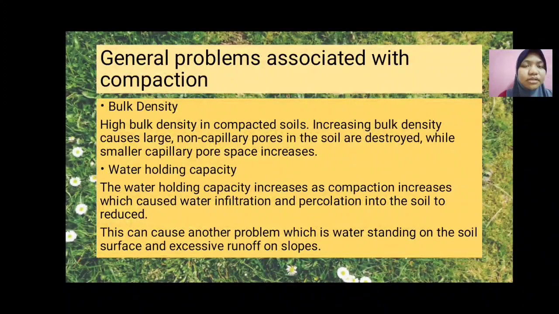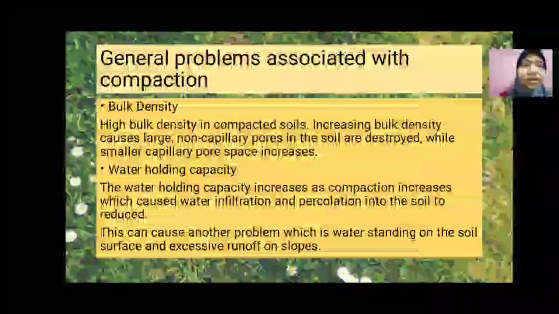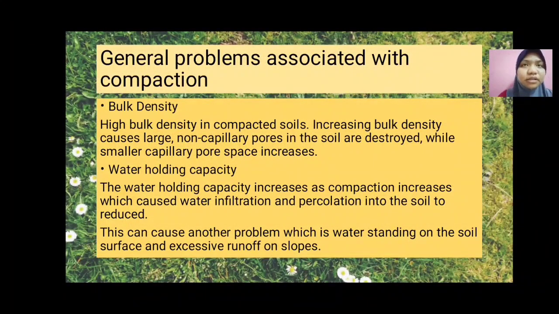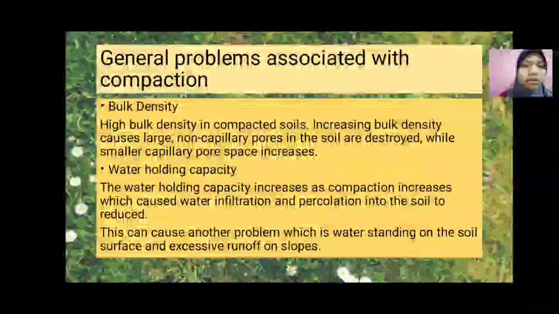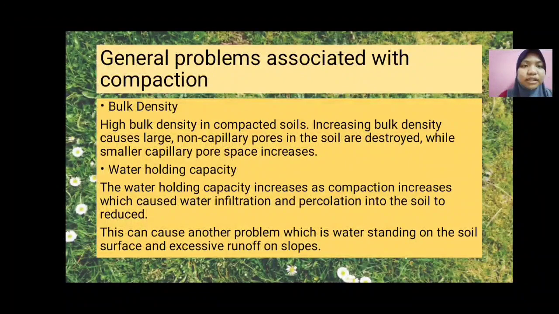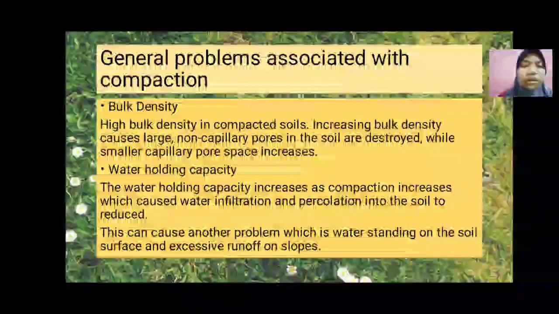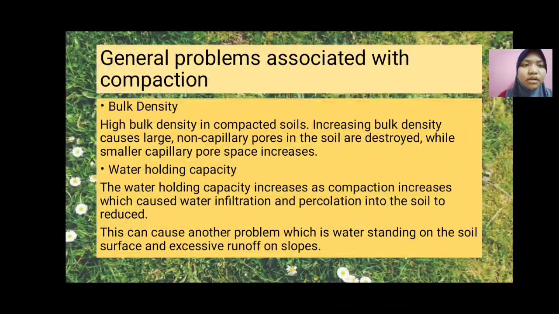Next I'll be discussing the general problems associated with compaction. In this slide, I'll be discussing two general problems, which are bulk density and water holding capacity. For bulk density, in compacted soil the bulk density is usually higher, and the increase in bulk density will cause large and non-capillary pores in the soil to be destroyed. Meanwhile, smaller capillary pore space increases.